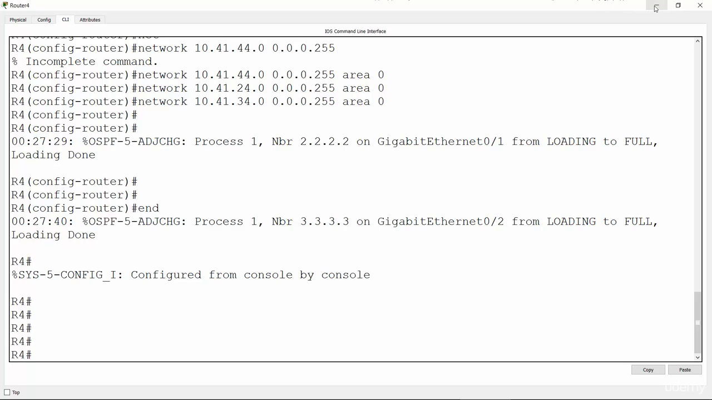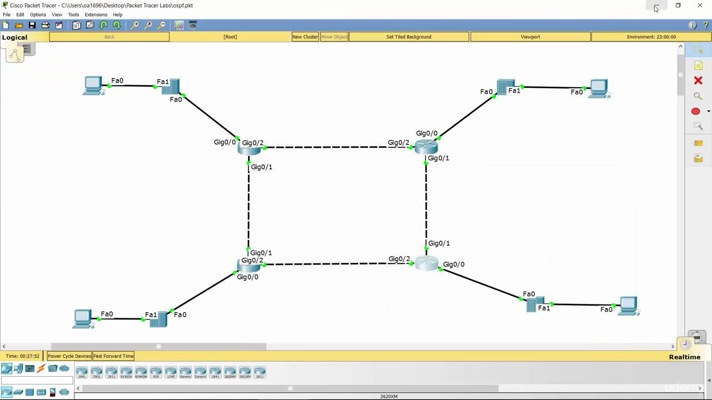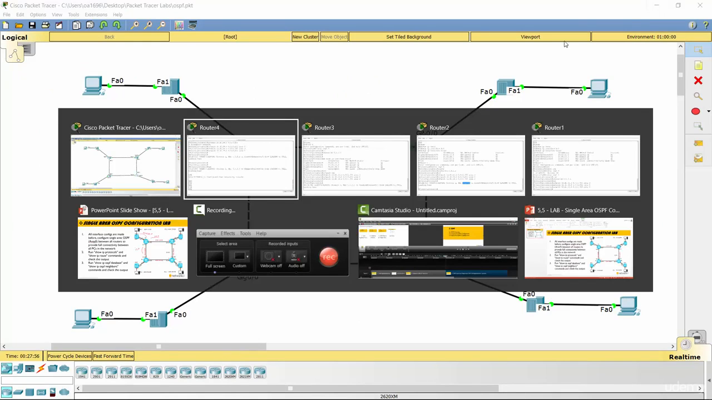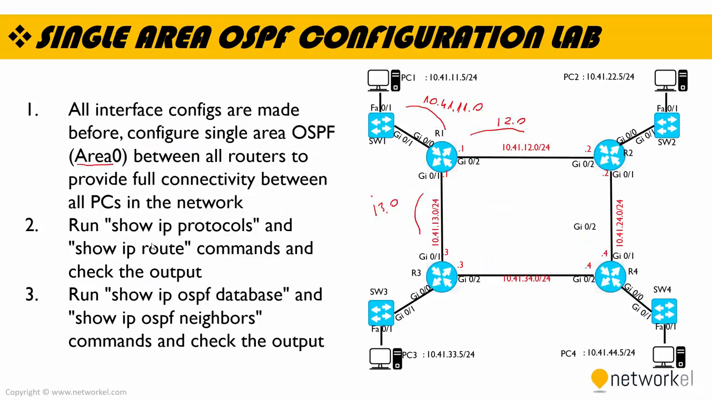So I think that we accomplished the first step. Step 1. Okay, I completed it.